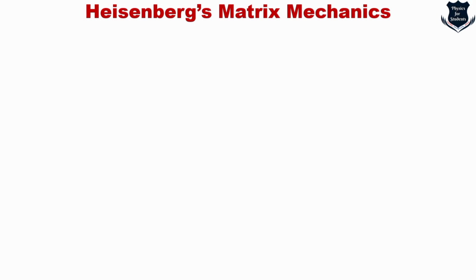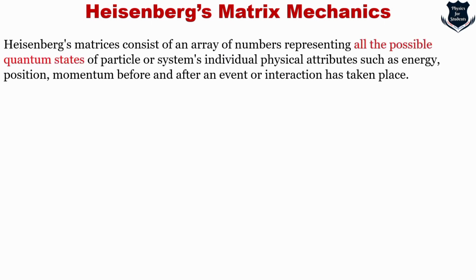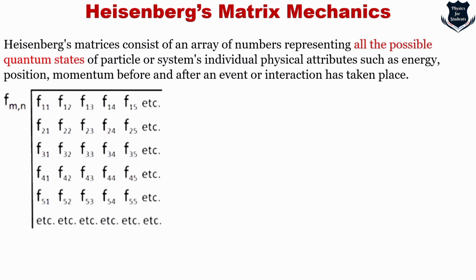Now, Heisenberg's matrices, from when quantum mechanics was just evolving, consist of an array of numbers representing all possible quantum states of a particle or system's individual physical attributes, such as energy, position, or momentum, before an event or interaction has taken place. That means it contains an array of physical possibilities of where the subatomic particle would be. So here it is, all possible quantum states for the attributes energy, position, momentum, and it looks something like this.